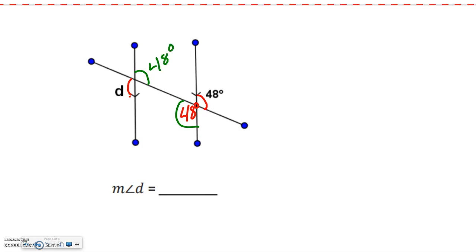And lastly, these two here are what kind of angles? They are, again, vertical angles. So since they're vertical angles, angle D will also measure 48 degrees. And you could do this a different way too. You could explore that different way.